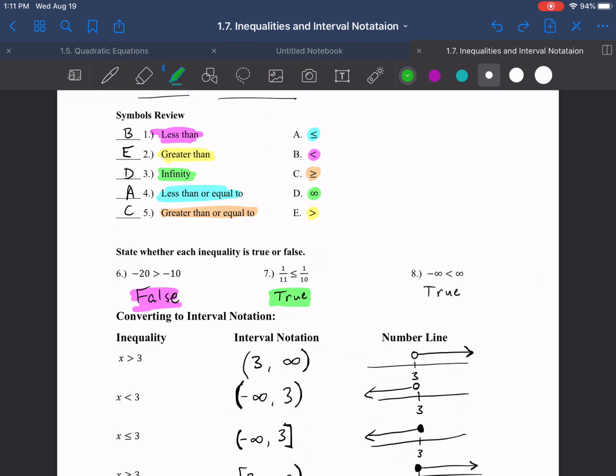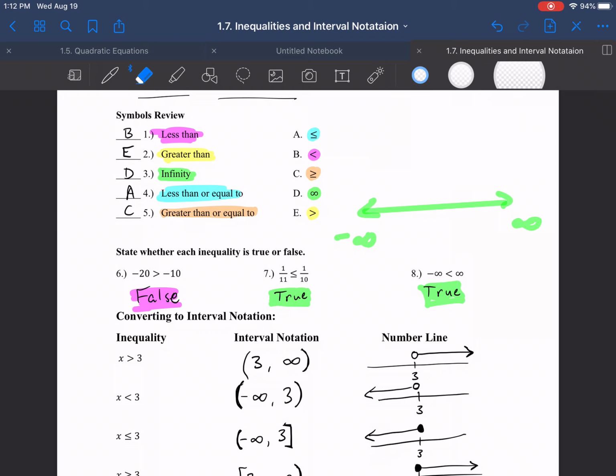And then this last one, -infinity is less than infinity, and that's again true. If you look on the number line, infinity is going to be over here, and -infinity is way over here. And so -infinity is left of infinity, therefore this one is also true. Okay, so that's how you start judging these greater than or less thans.